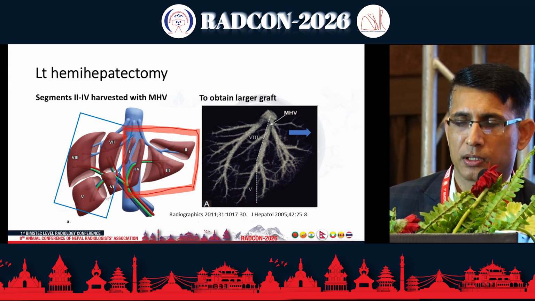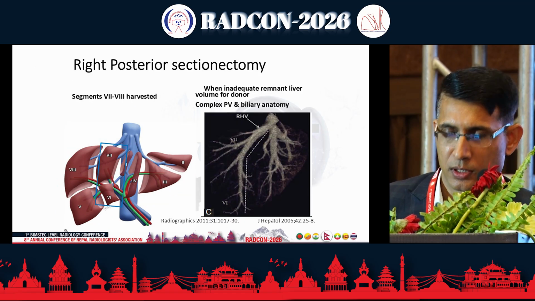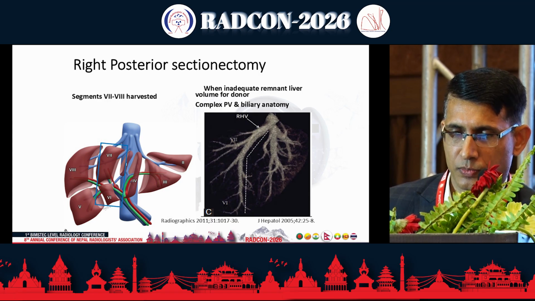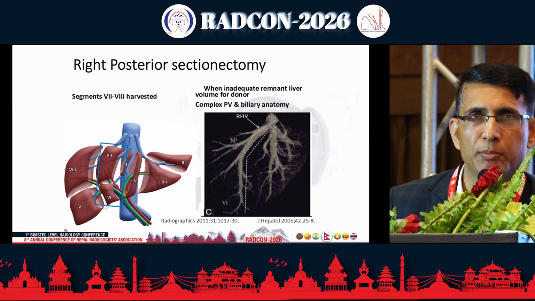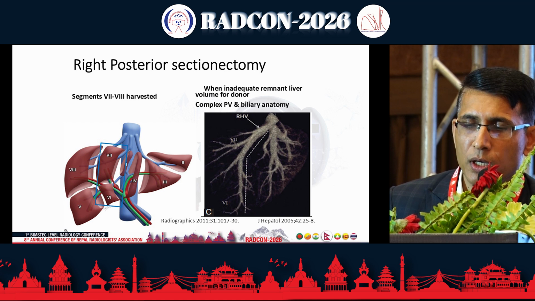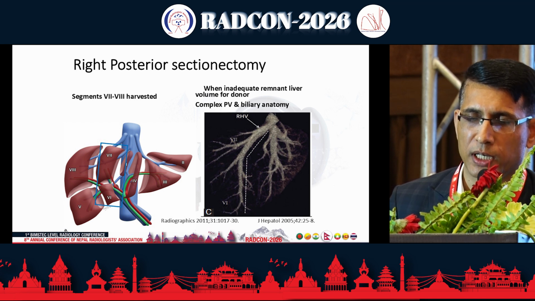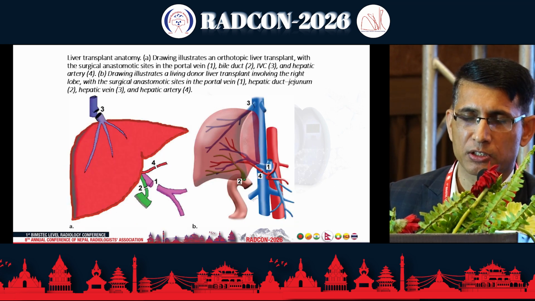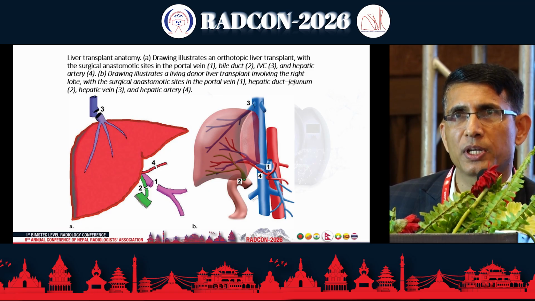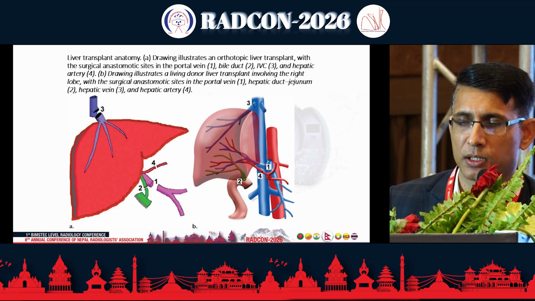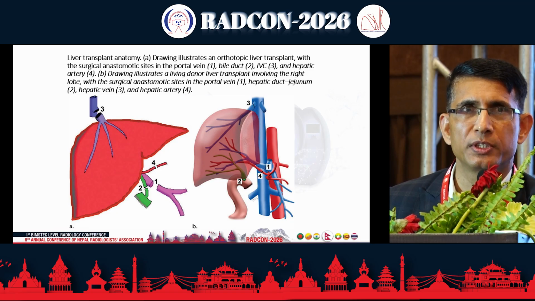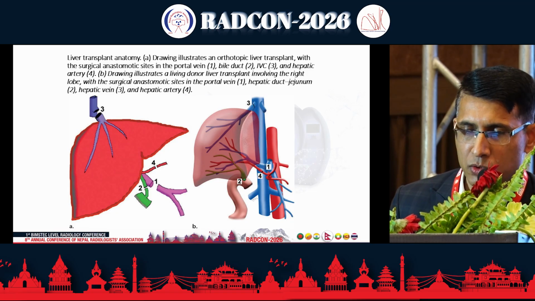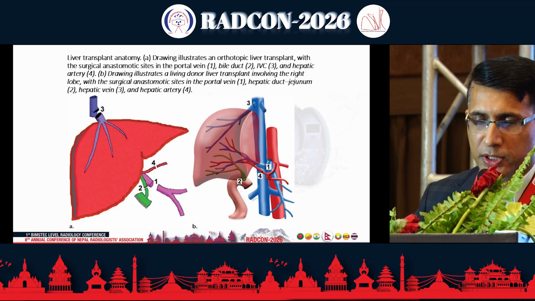When we need a little bit larger graft, then we use the left hemihepatectomy. This right posterior sectionectomy is for complex portal or biliary anatomy, and sometimes we do it when the remnant liver volume is inadequate. This picture, Dr. Krishna also showed.